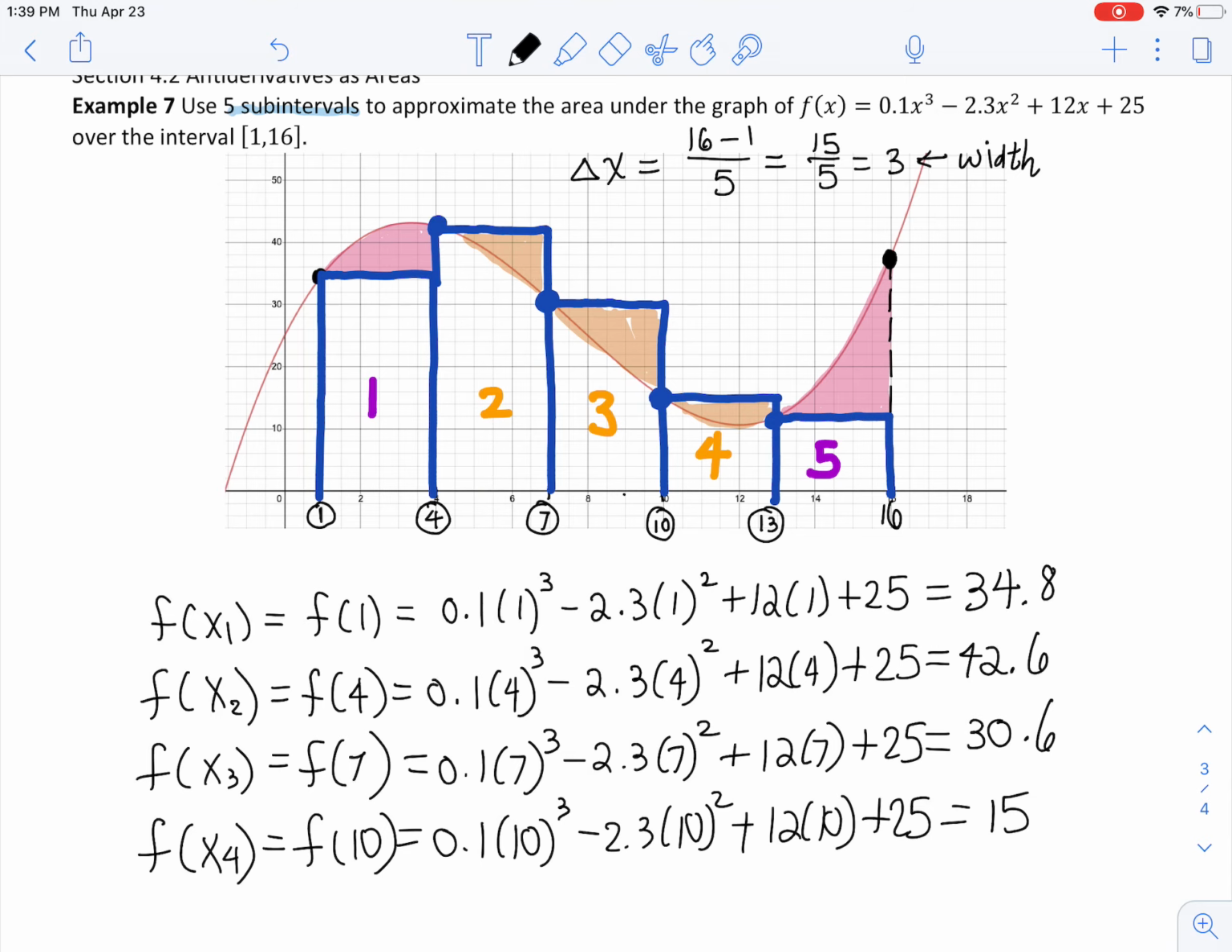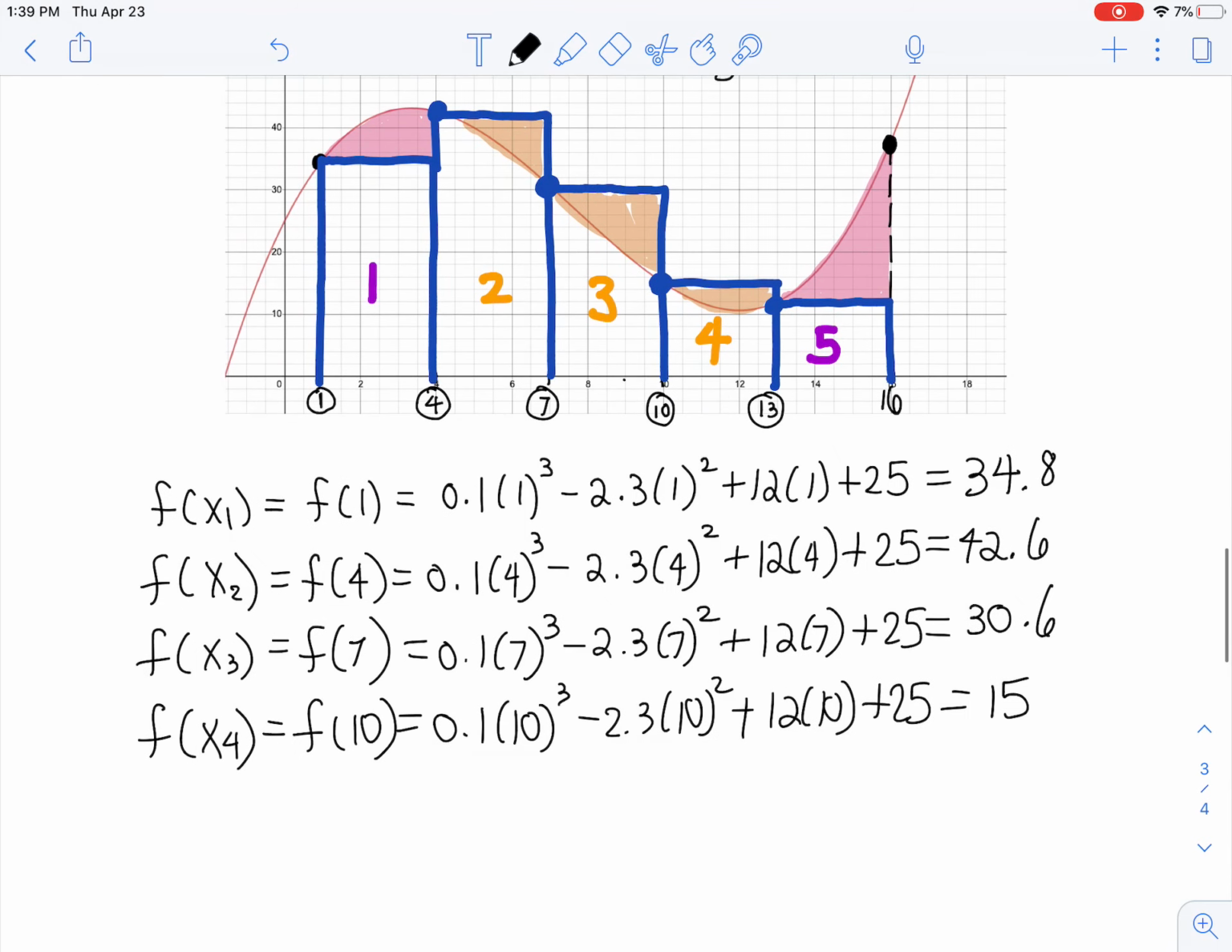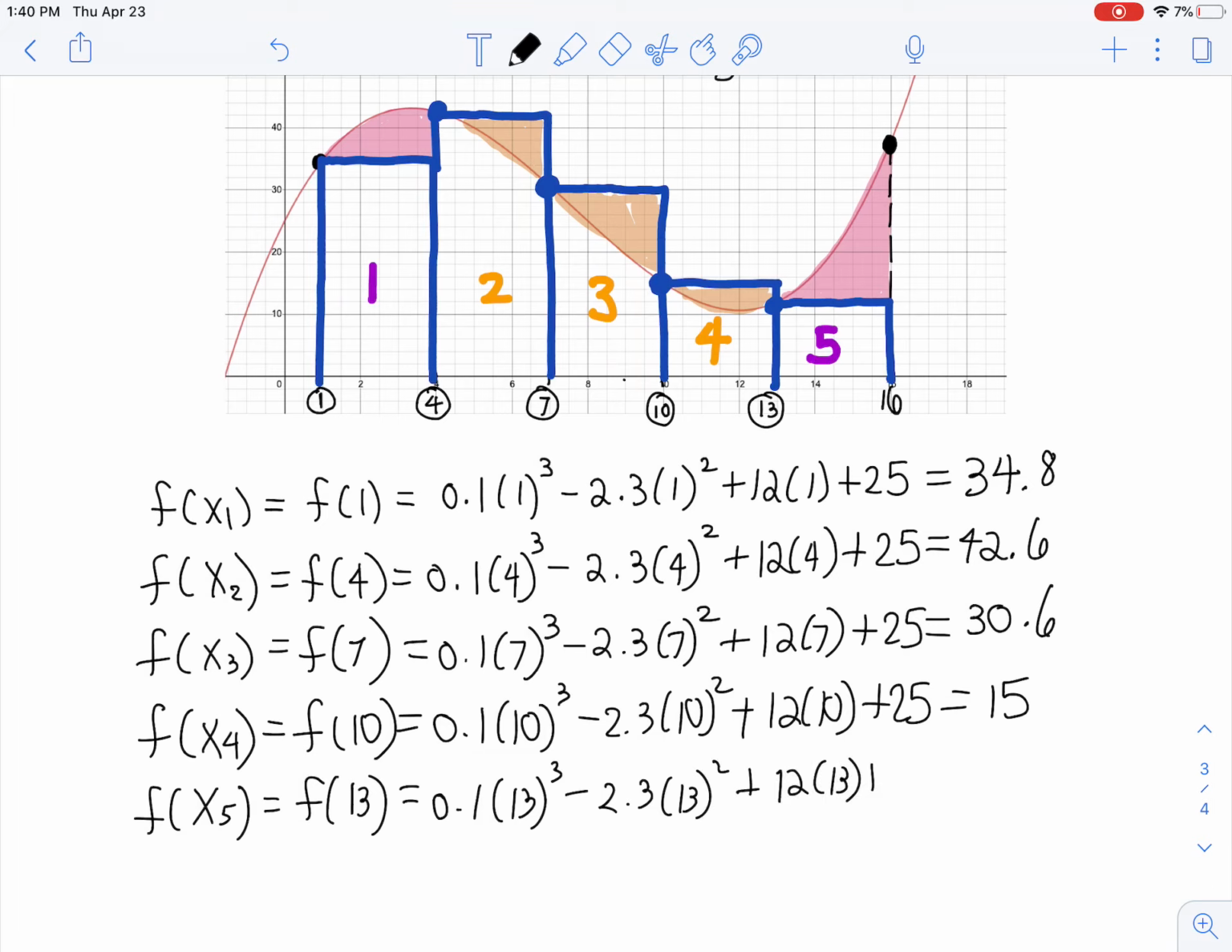All right, f of x4 equals f of what number? 10. So we do that: 12 times 10 plus 25. And that will be 15. And the very last one, let's do the very last one. f of x5, which is f of 13.